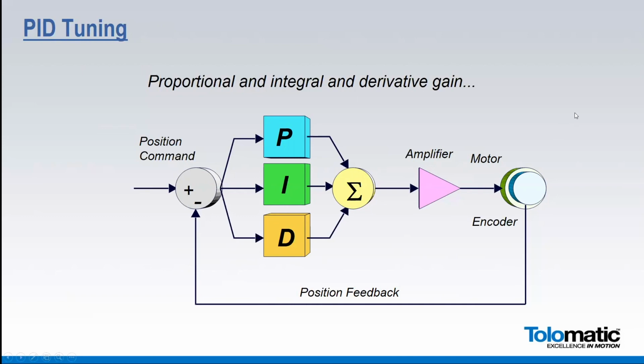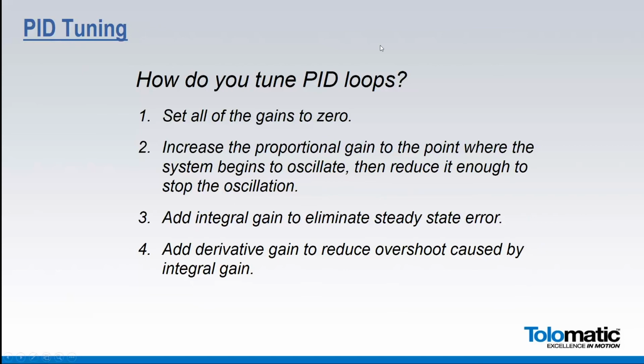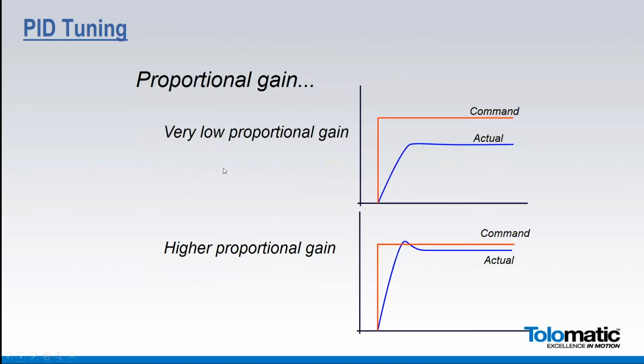So how do you tune these? Let me tell you how you tune these. The quick and dirty way to tune these is set all your gains to 0, increase the proportional gain to the point where the system begins to oscillate, then reduce it enough to stop the oscillation, add an integral term until you eliminate the steady state error, and add the derivative term to reduce the overshoot. So I'll just quickly show you some graphs of how this works.